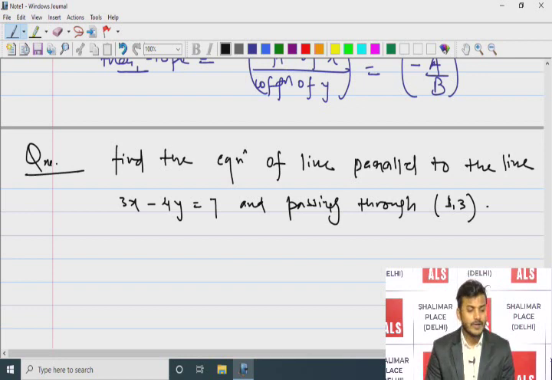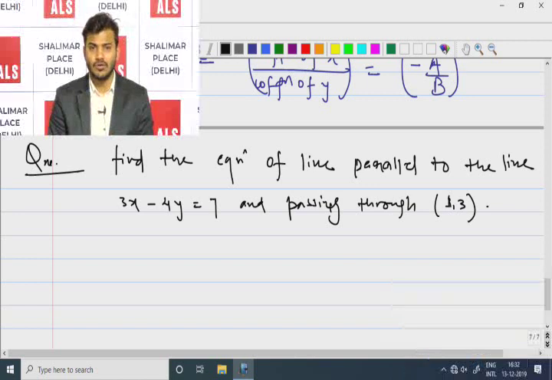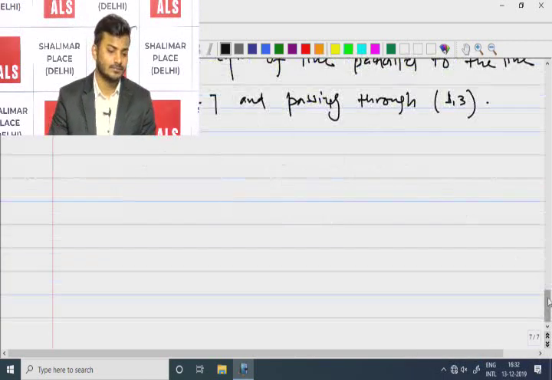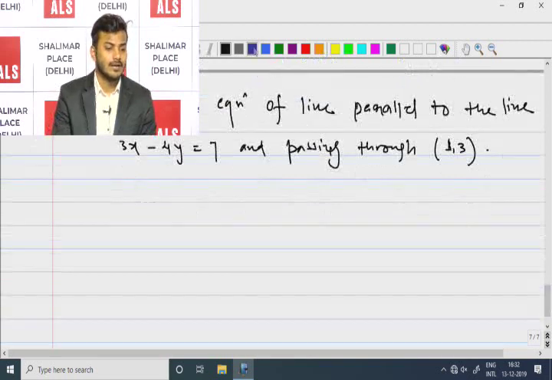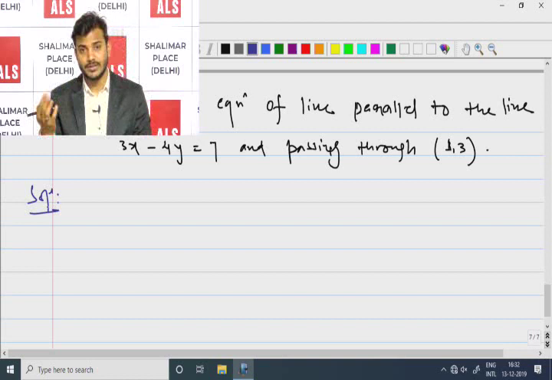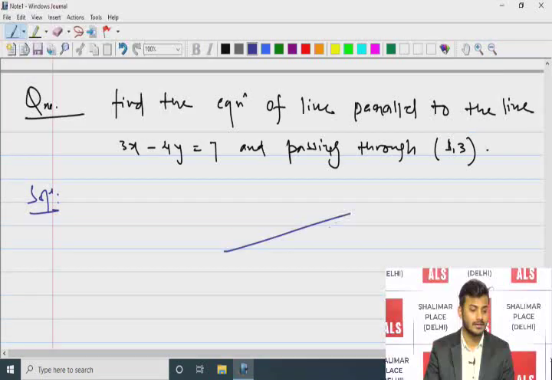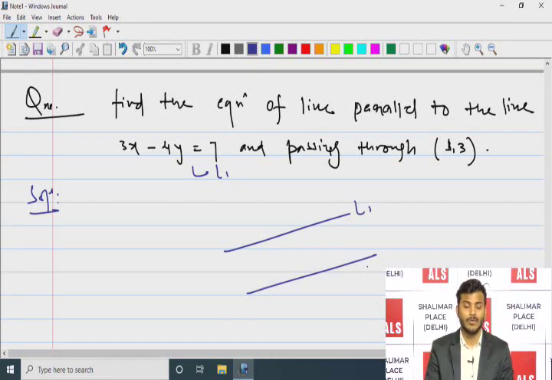Okay. Find the equation of a line parallel to the given line and passing through 1, 3. Now, how can you find out the equation of some line which is parallel to this? Let's say this is line L1, right? This is your L1 line, okay? The required line, this is the required line, okay?